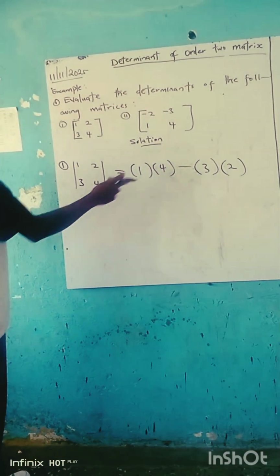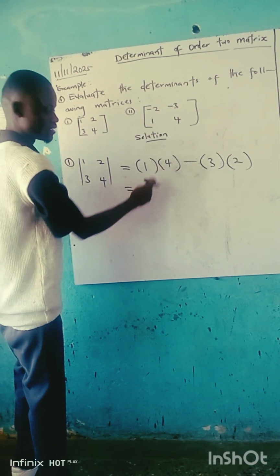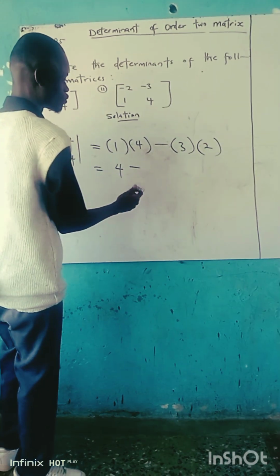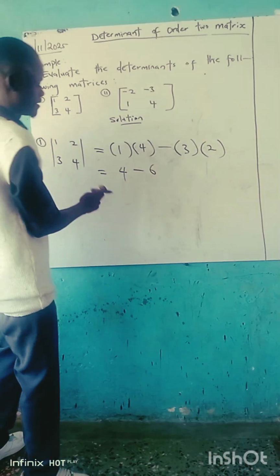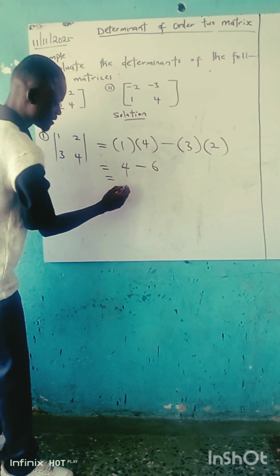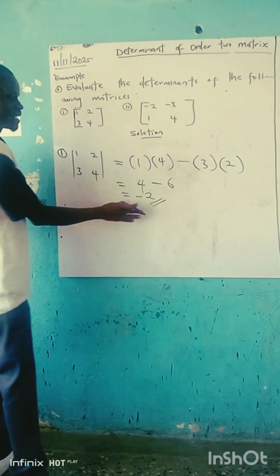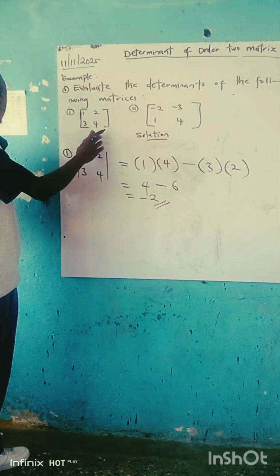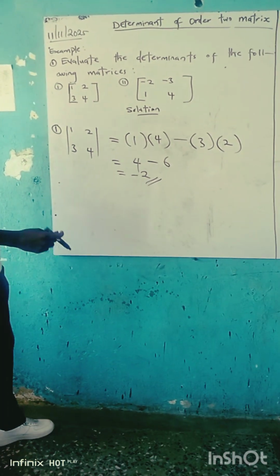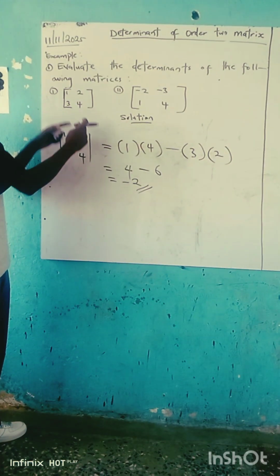If we do this successfully, we are going to have this equal to 1 times 4, which is 4, subtract 3 times 2, which is 6. Now, 4 minus 6 is equal to minus 2. And that is the determinant of this matrix. That's the first matrix. This minus 2 is the determinant of this matrix. That is why we say they are special numbers that we calculate from a square matrix.